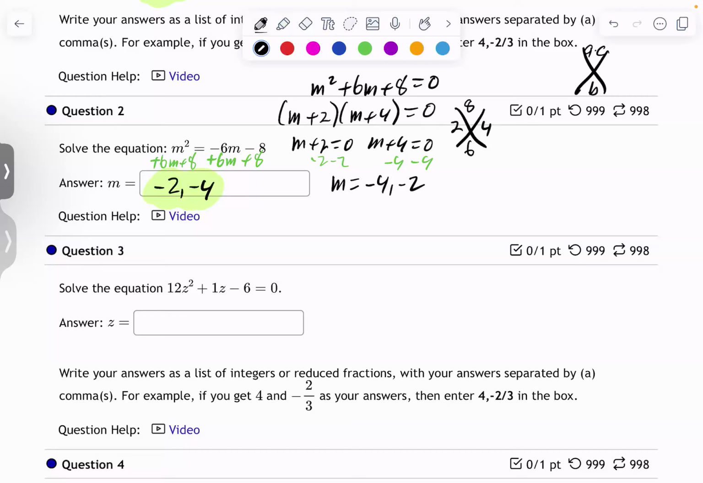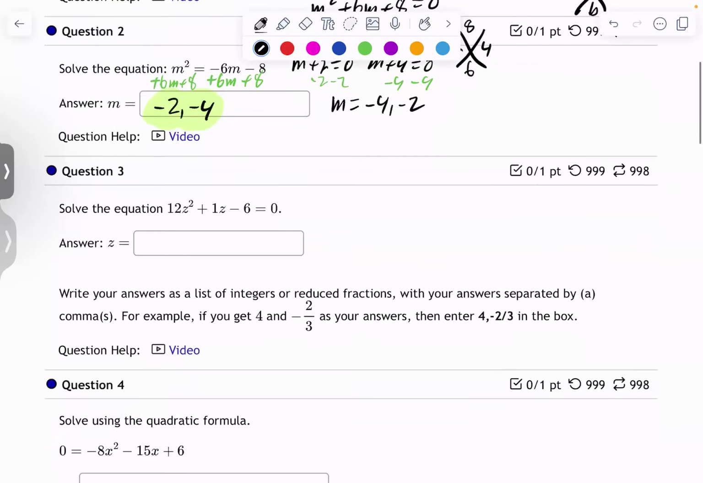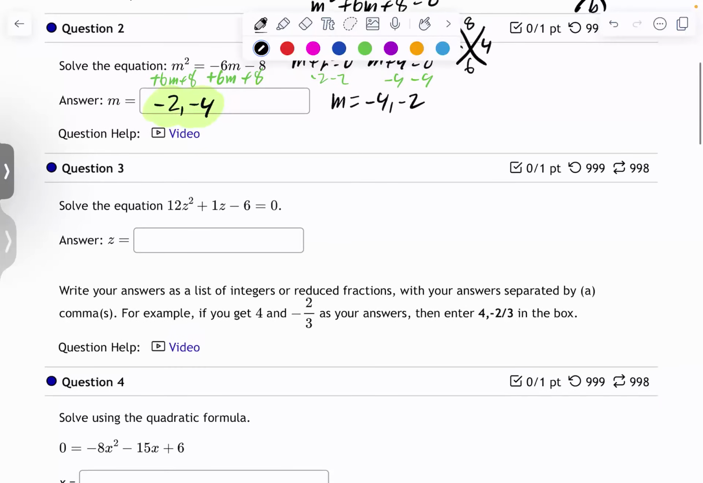Now, in this case, for question 2, a was just 1, which made it relatively easy. Now that a is not 1, for example in question 3, I'm still going to set up the diamond. Up top is going to go 12 times negative 6, that's negative 72. Down below is the 1. So I need two numbers that when I multiply, I get negative 72, and when I add, I get a positive 1. And that's going to be 9 and negative 8.